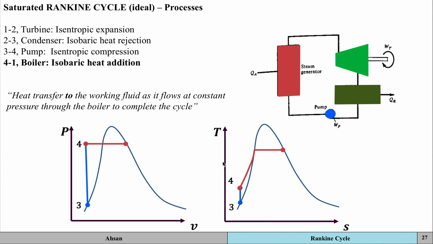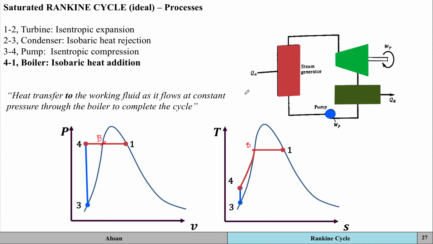Whereas on the TS diagram, what it shows you is that from 4 until this point, let's call this point B. So from 4 to B, it represents that you're bringing the subcooled liquid at 4 to a saturated liquid at B. And that is why this is called a steam generator over here instead of a boiler now.